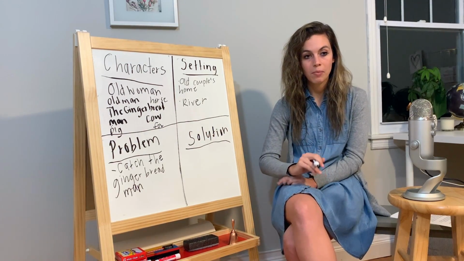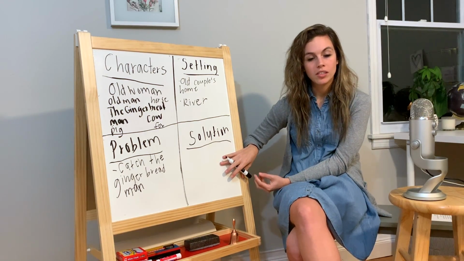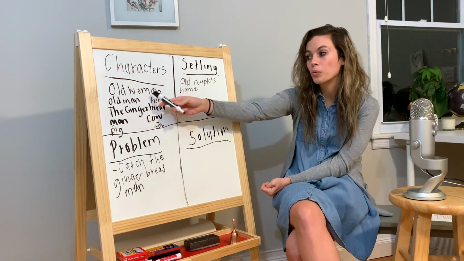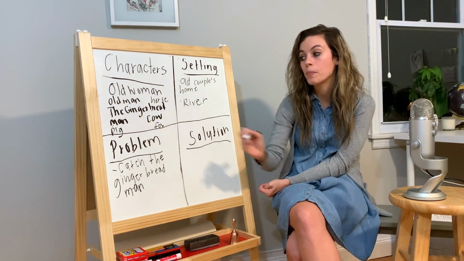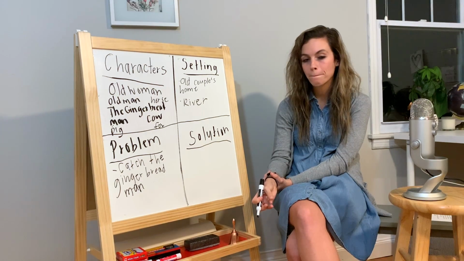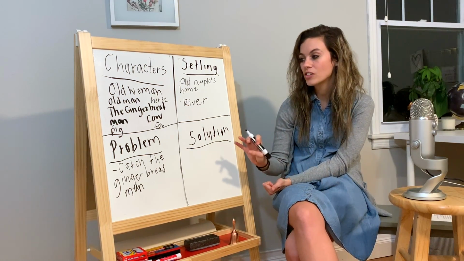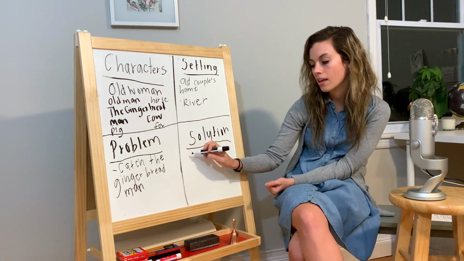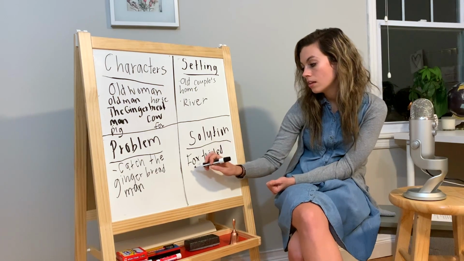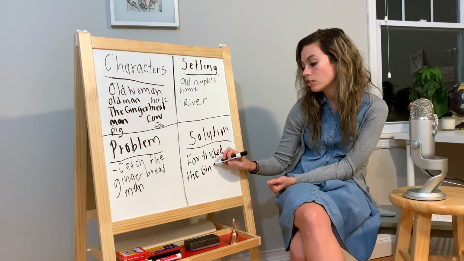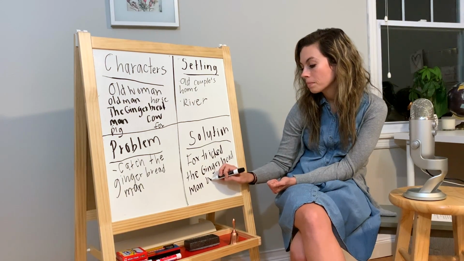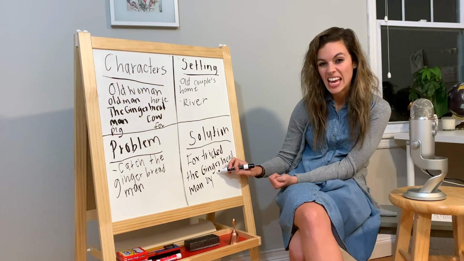So how did they fix that problem? Right. What was the solution, boys and girls, to the problem? How did they catch the gingerbread man? Because the old woman, the old man, the horse, the cow, the pig, they couldn't catch the gingerbread man. So what did they do, or how did they catch the gingerbread man? Yeah, so the fox tricked the gingerbread man by helping him across the river, and then he ate him.